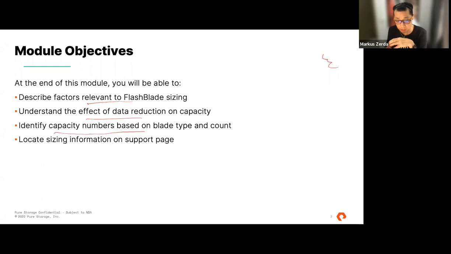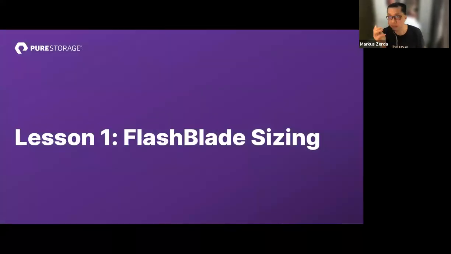and capacity numbers based on the type of blade and the number of blades. In terms of capacity, we have two types of blades, and how many of those, in terms of raw and usable, can be used by the customer. And of course, how you as a partner can look for this sizing information on our support site. Okay, so let's start. FlashBlade sizing.